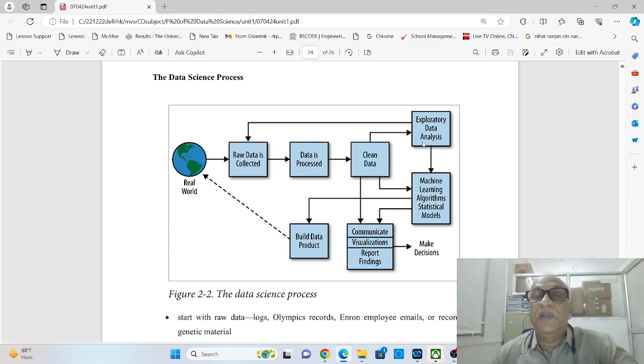And once you perform exploratory data analysis, you may be applying a machine learning algorithm or statistical model. Post that, you may be reporting the findings, visualizing them, communicating them, and you may be building a product also. So the key factor in a data science process is product building, which again is sent to the real world. It's kind of a loop.